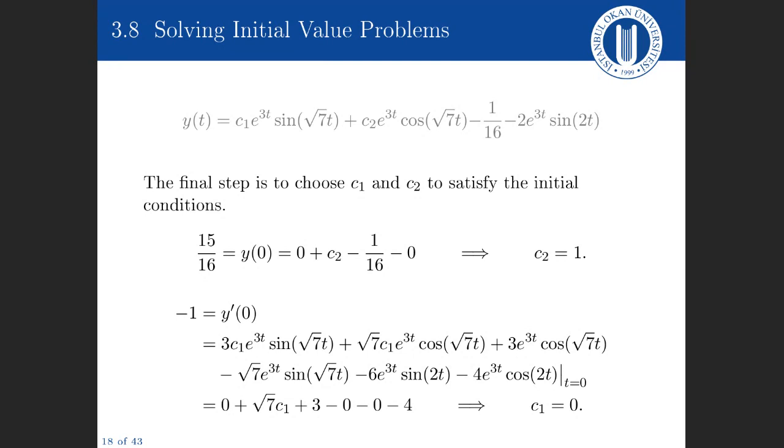And the calculation looks like this. Again, I don't want to dwell on the details, so I'll leave this for you to check at a later time. You can check that the constants that we want must be C1 is 0 and C2 is equal to 1.